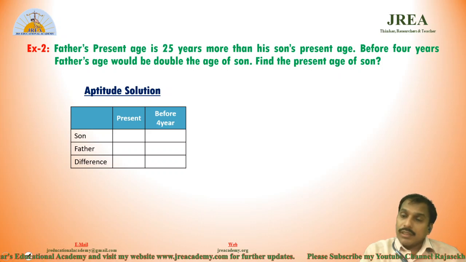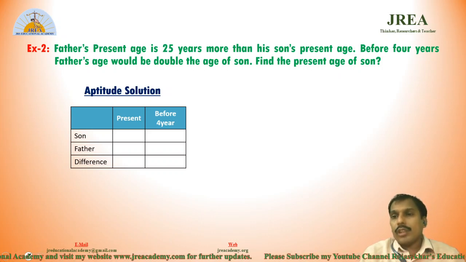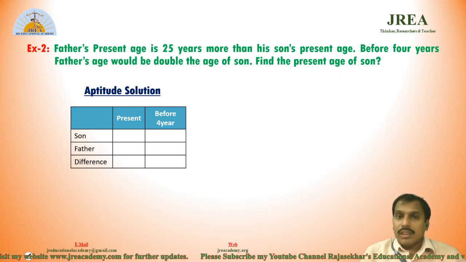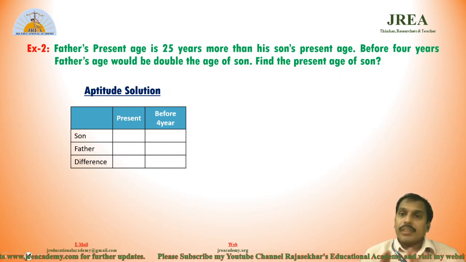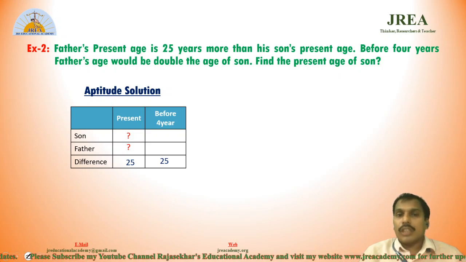Remember. That means at present, say the year is 2020. For example, before 4 years means 2016. In 2016, the father's age is equal to double the age of the son. Then find the present age of the son. Simple. Use your mind calculation. The difference is 25, but you don't know the father's age or the son's age. But before 4 years also the difference is the same according to the universal law.